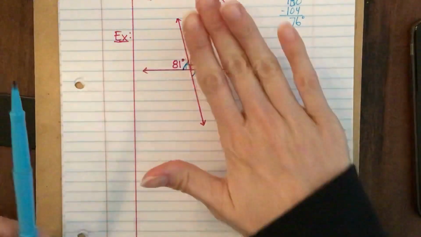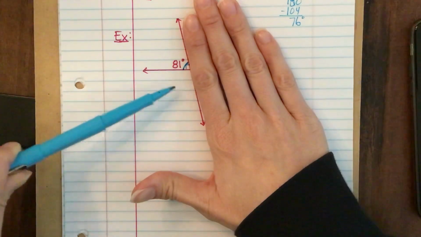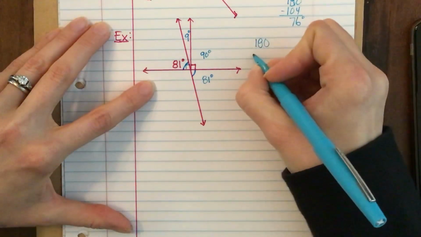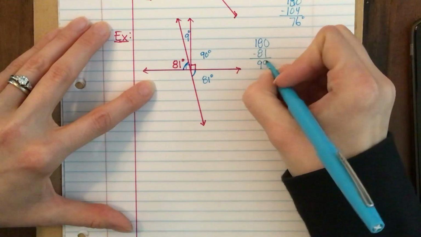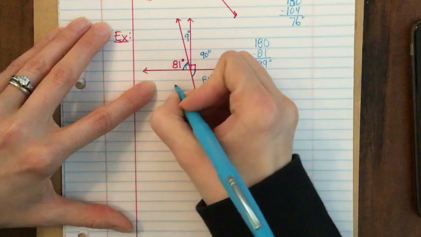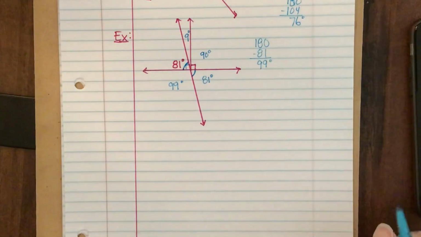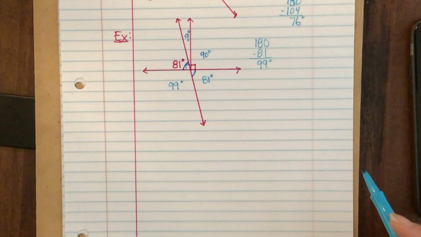So I'm going to ignore this for a moment. This whole thing right here adds up to 180 degrees. So 180 degrees minus 81 degrees is equal to 99 degrees. That means that this angle right here is 99 degrees. And like I've said before, there's a lot of different ways of looking at these problems. Everybody seems to choose a different starting point, so you may have solved it differently than I did, and that's okay.